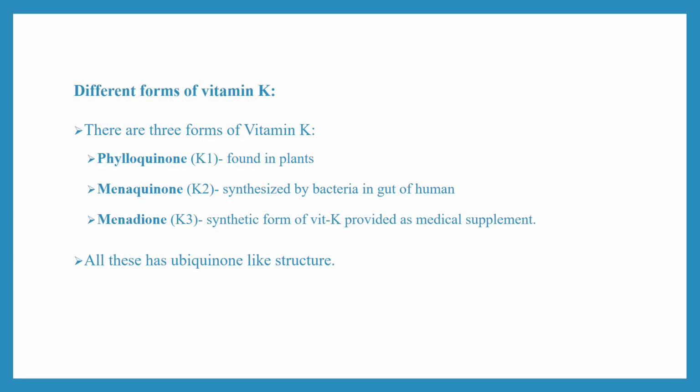This vitamin exists in three forms. Phylloquinone, it is represented by K1. It is found in plants. Menaquinone, K2, it is synthesized by bacteria in the gut of humans. Menadione, K3, is a synthetic form of vitamin K provided as a medical supplement. All these forms have a ubiquinone-like structure.